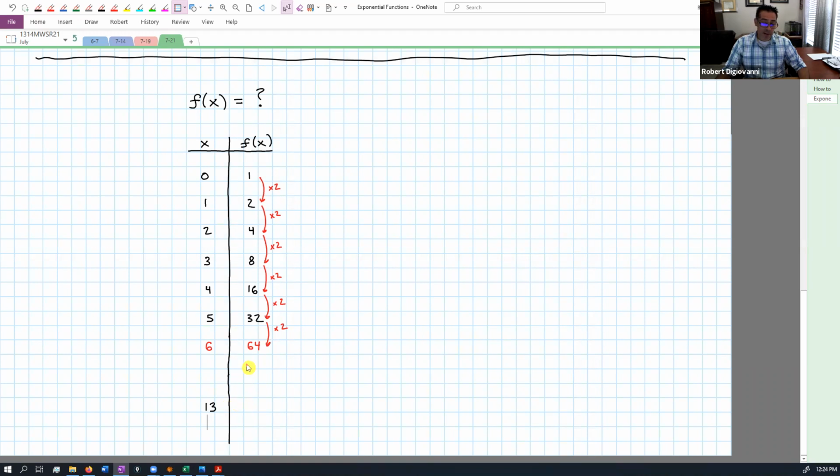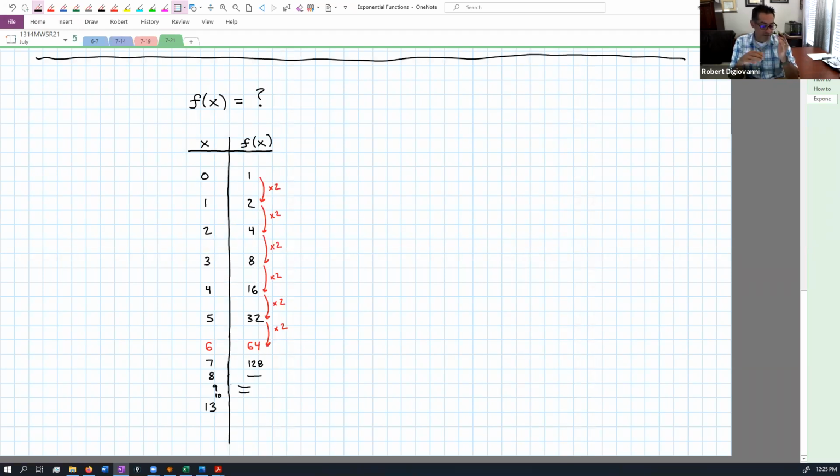So right now, I think the only way that you could do this is to figure out what happens when you plug in 7 first, right? What would happen if you plug in 7? You have to double 64, right? And what do you get when you double 64? 128. 128, right? And then you could figure out what happens at 8, and then 9, and then 10, and then 11, 12, and 13. You'd have to build your way out to 13. Do y'all see that?